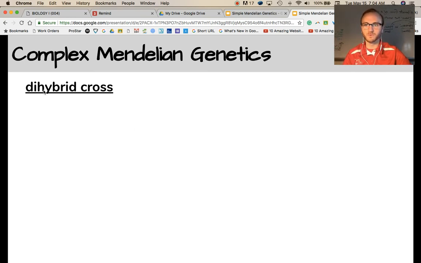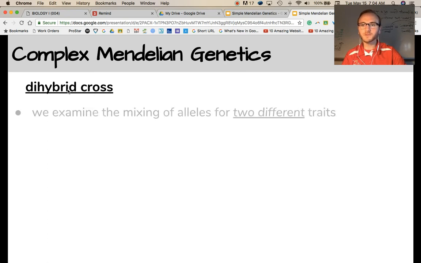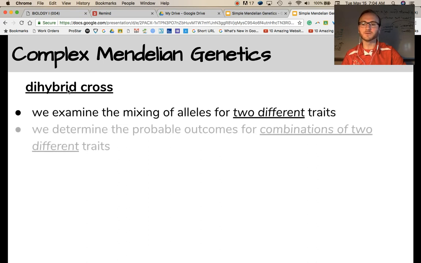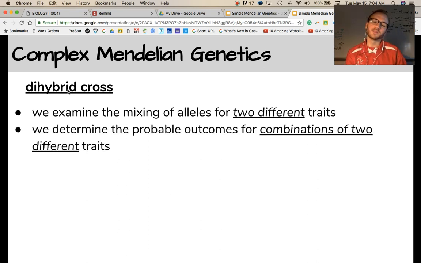And again, if we break this down into root words, di meaning two, a cross between two individuals, di meaning we're looking at two traits, alleles for two traits, and we're mixing or creating a hybrid of those traits from two parents. Okay, so dihybrid cross, we examine the mixing of alleles for two different traits, and we determine the probable outcomes for the combinations of two different traits.